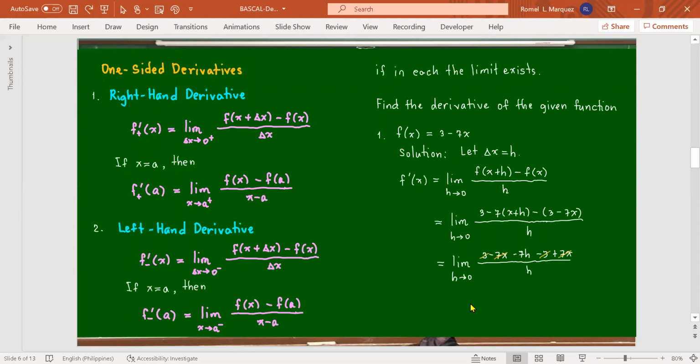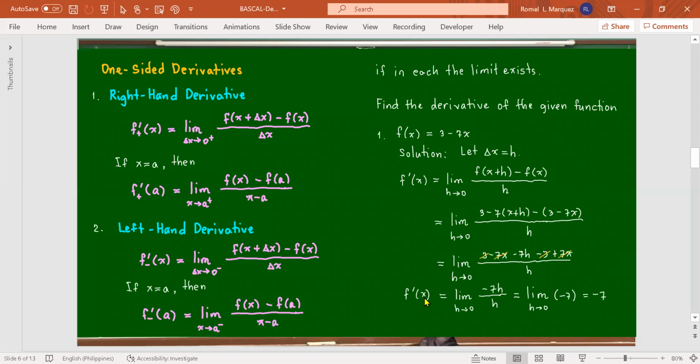What is left? Negative 7h over h. So limit as h, I replaced delta x with h for simplicity. Negative 7h over h, still will cancel. What is left? Negative 7. What is now the value of f prime of x? That is negative 7. What it means is that the derivative is constant.